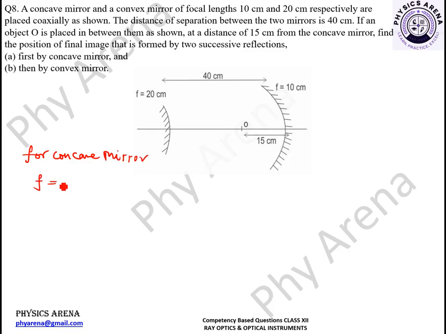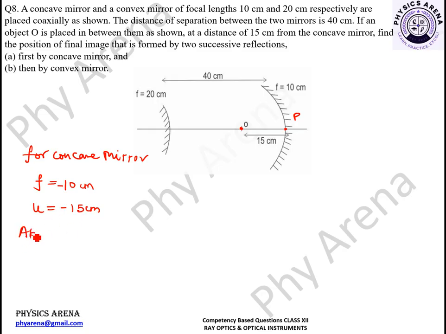f is given to us as 10 centimeter, and for a concave mirror, f is always negative, so it is minus 10. Now the object distance u is given to us as 15 centimeter, and the object is placed somewhere here, and when we need to calculate this distance, we will be moving in a direction opposite to the direction of the incident light. Hence we need to take u as negative, so u is minus 15.